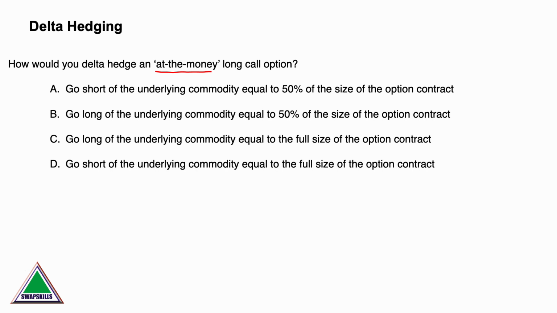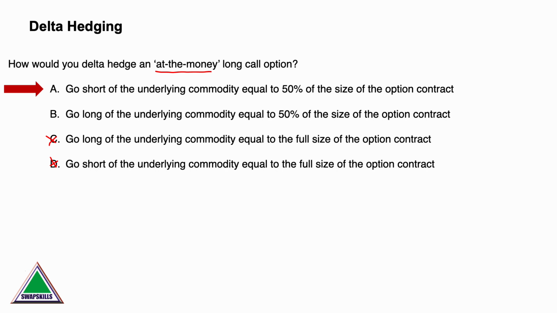Well, if it's a plus 0.5 delta option, it can't be answer C, it can't be answer D. You're not going to go short or long of the underlying equal to the full size of the contract. It's going to be 50%, 0.5 of the contract. Now the answer here is to go short of the underlying commodity equal to 50%. If you're long a call option, if the price of the underlying commodity goes up, you're a winner. Great, you've got a call option on it. But if the price goes down, you're losing money.